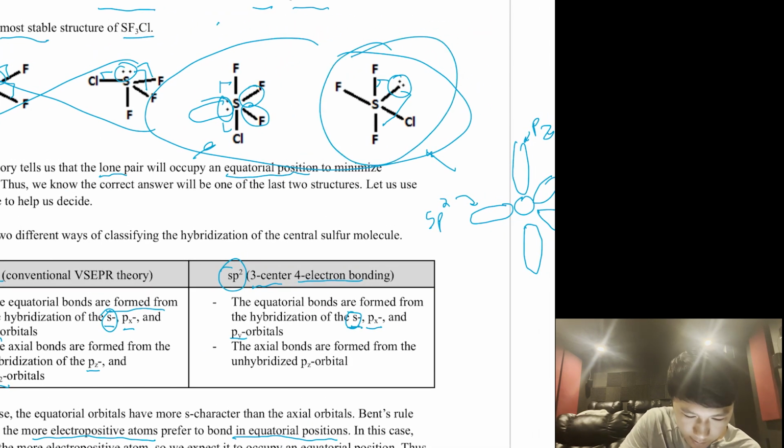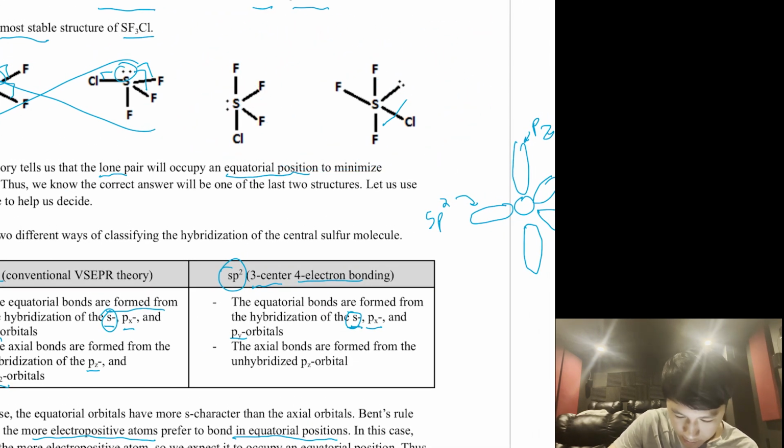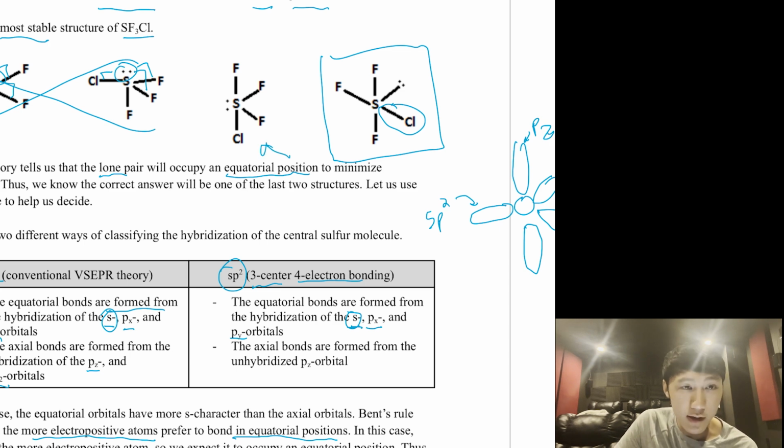Let me just clean this up a little bit. So here, the chlorine occupies an equatorial position. So this is the correct answer. In this case, the chlorine is occupying an axial position. And like we just said, this orbital that it's bonded to in this case does not have any s character. So this is unfavorable according to Bent's rule, which states that it's more electropositive, so it should have some s character in its bonding orbitals.